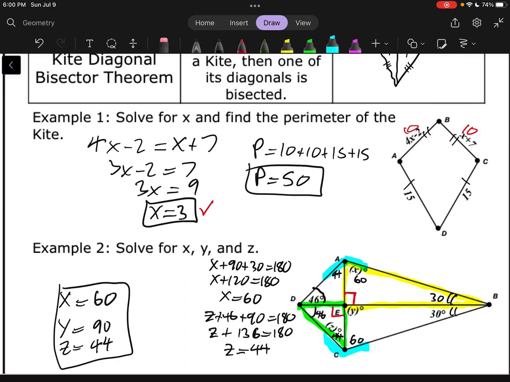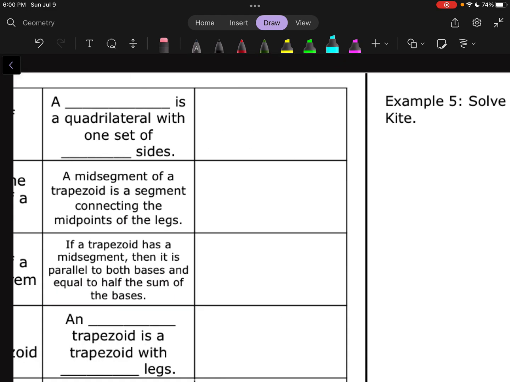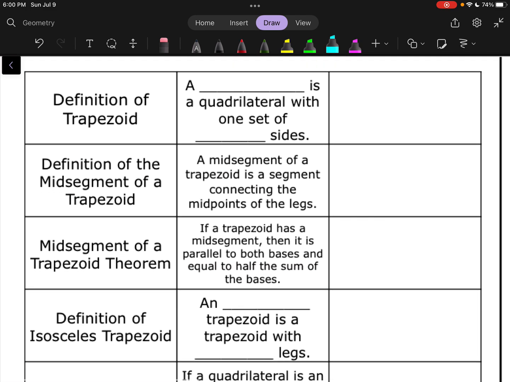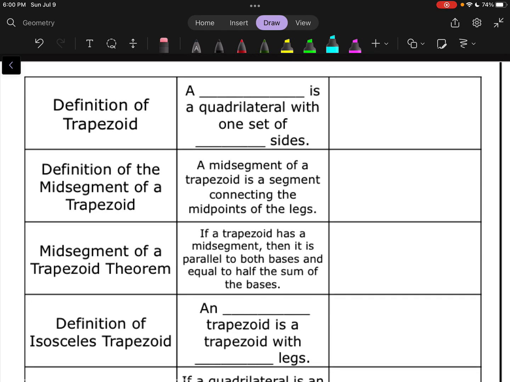All right, we'll come back and do some kite stuff here in a little bit, but let's take a look at the trapezoid stuff now. So a trapezoid is the other non-parallelogram quadrilateral that we're going to be looking at. And a trapezoid is a quadrilateral with one set of parallel sides. So a basic trapezoid could look something like this, where all we really know is that these sides are parallel. So not a lot going on with the trapezoid.